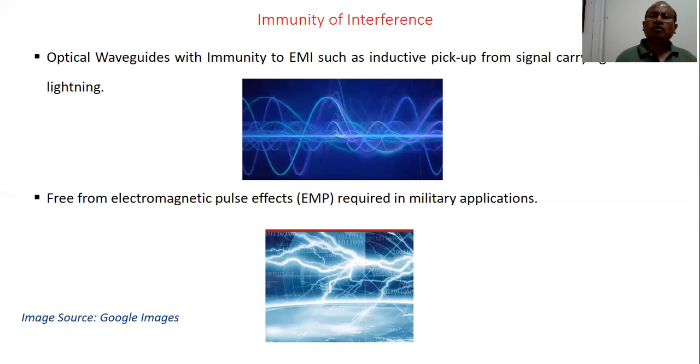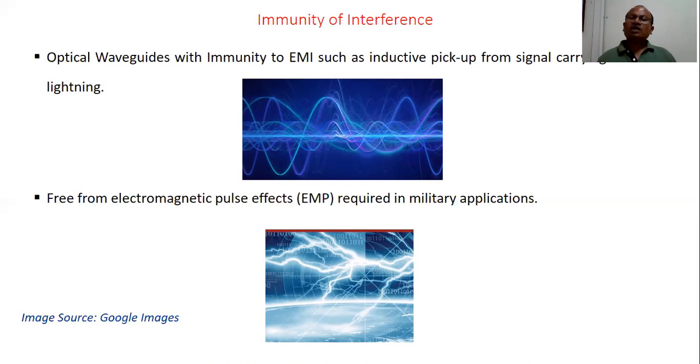We have also discussed this. What are the different types of interferences? Optical waveguides with immunity to EMI. What is EMI? It is electromagnetic interference. So for optical waveguides, we use the term waveguide. A waveguide is a medium which guides the wave, in optical communication as well as conventional communication. The signal travels in the form of a wave. So something which guides is a waveguide.